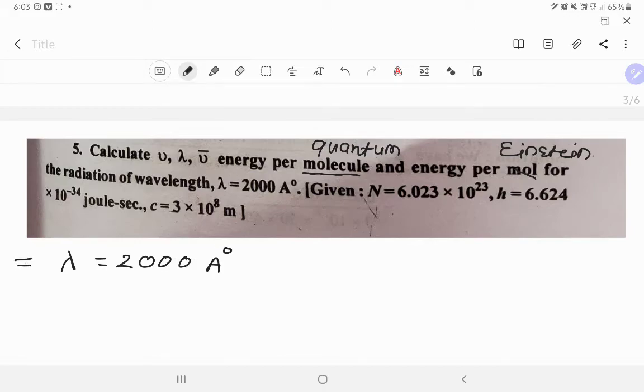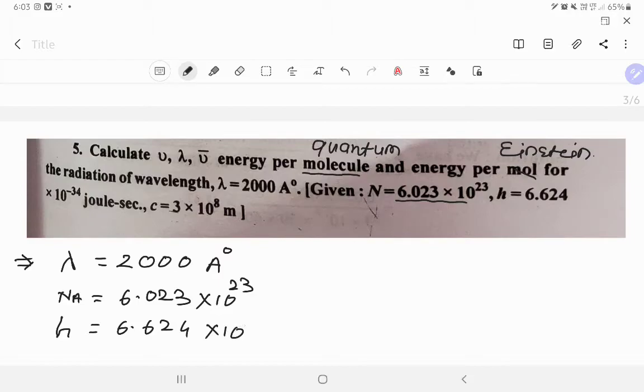Again, what is given? First of all, write what are the given quantities. Avogadro's number is given also here, Na, 6.023 into 10 raised to 23. Again, Planck's constant h is given, 6.624 into 10 raised to minus 34, and velocity of light is given 3 into 10 raised to 8 meter per second.